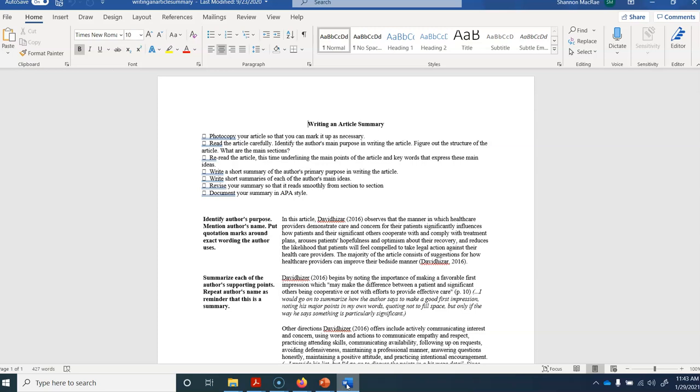Then you want to reread the article. And this time you want to underline or highlight the main points of the article and the key words that express those main ideas. Then it's time to actually start writing, okay, to start drafting.